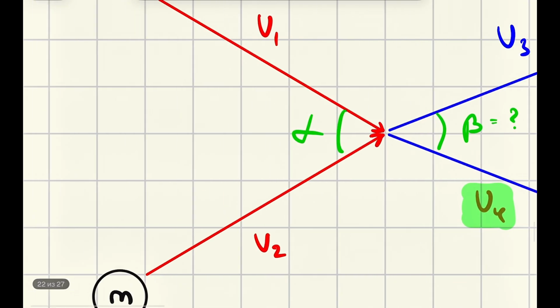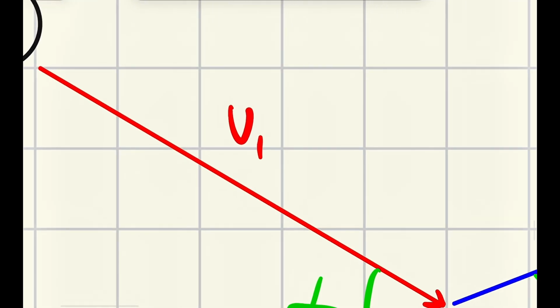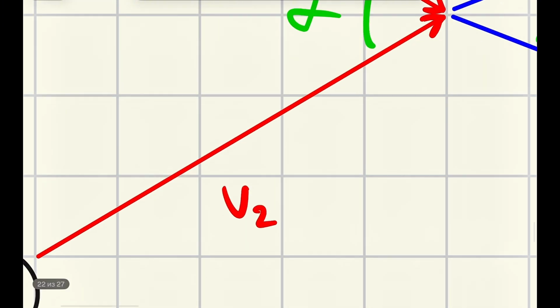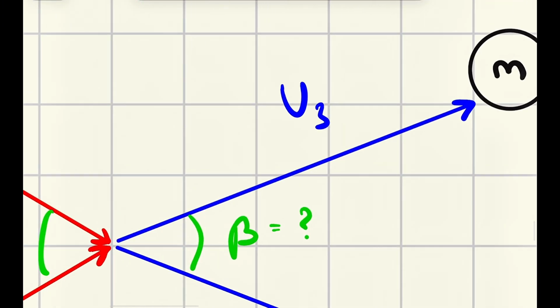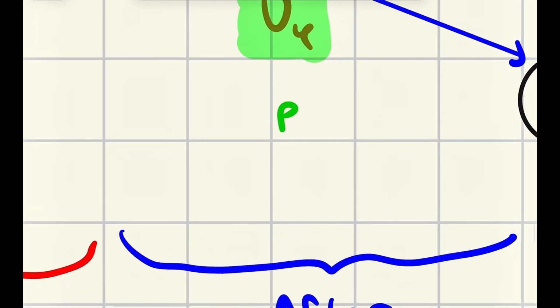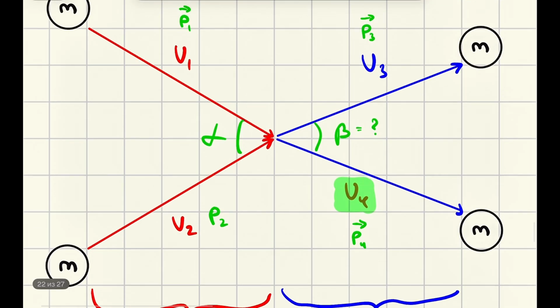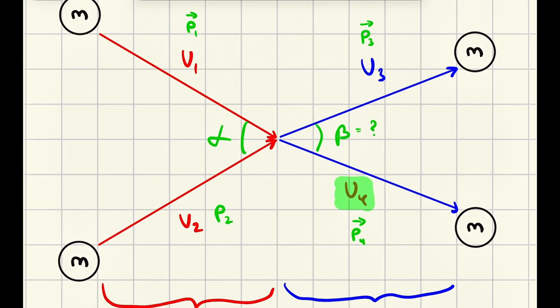The logic behind it is that these vectors are, again, let me note it, let's write it as P1. This is our P2. Let's call it some P3. And let's take here P4. These are momenta, not just velocities. The mass multiplied by velocity. And this one is a vector as well.